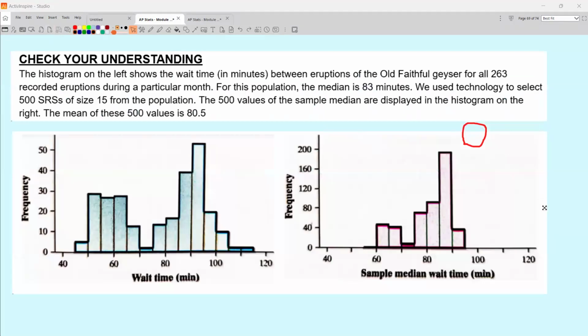Here's a check your understanding to finish this off, and then we'll be done with the video. The histogram on the left shows the wait time in minutes between eruptions of the Old Faithful geyser for all 263 recorded eruptions during a particular month. For this population, the median is 83 minutes. We use technology to select 500 simple random samples of size 15 from the population. The 500 values of the sample median are displayed in the histogram on the right. The mean of these 500 values is 80.5. So on the right, we'll have a bunch of sample medians, 500 of them. And then on the left side, we have all 263 recorded eruptions.